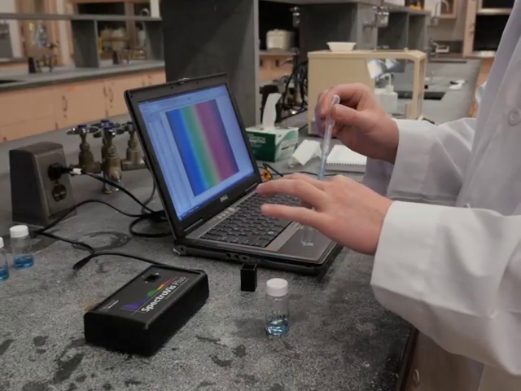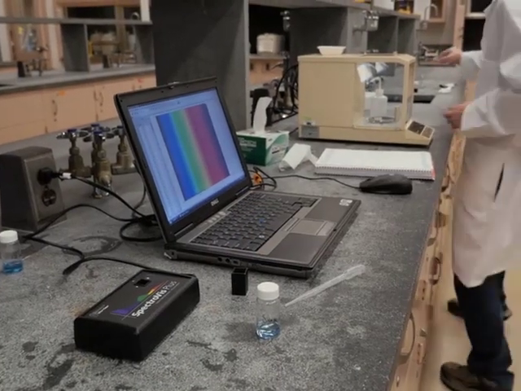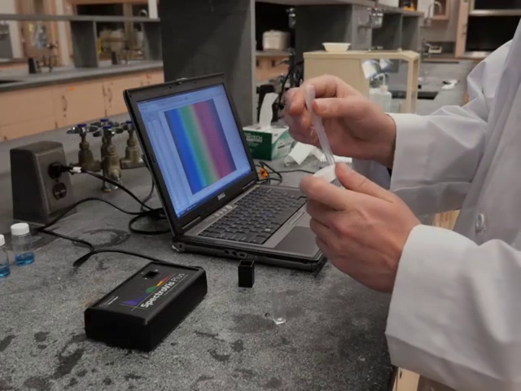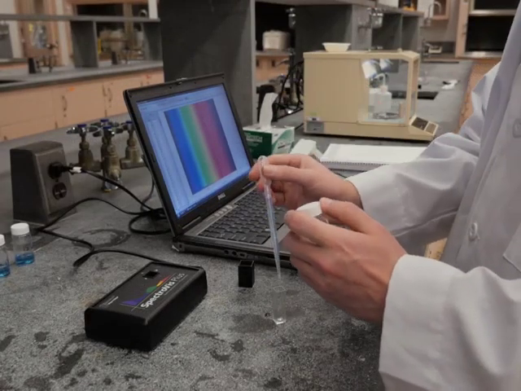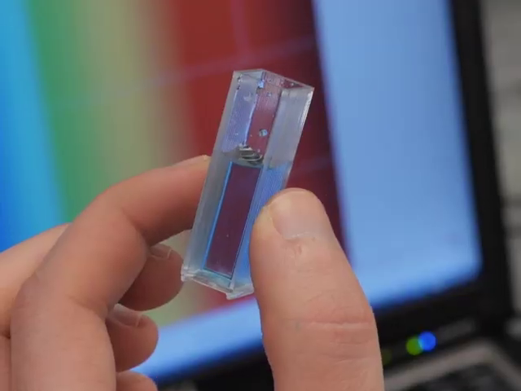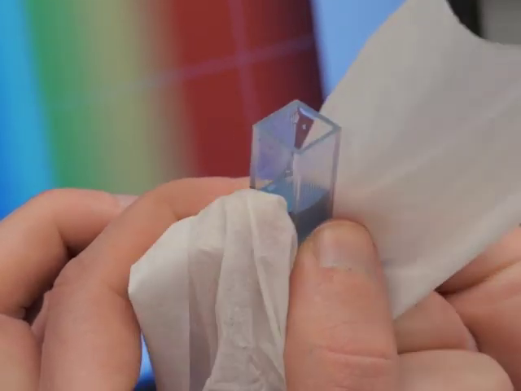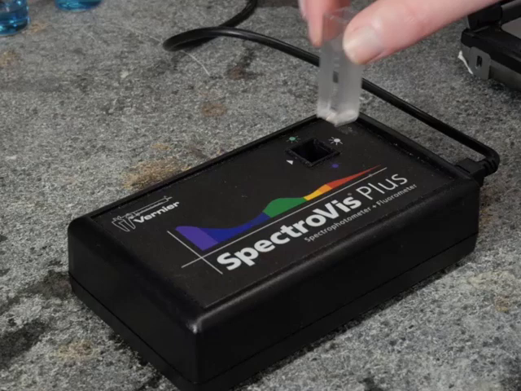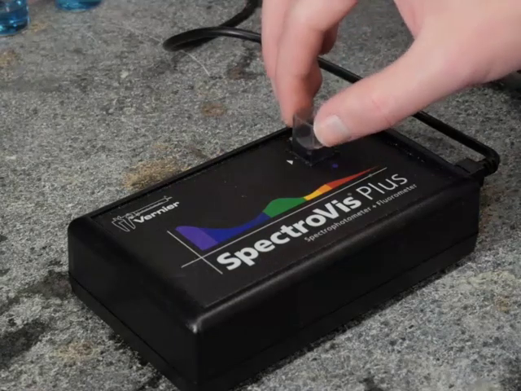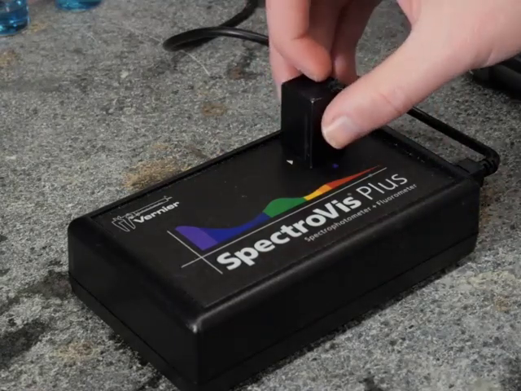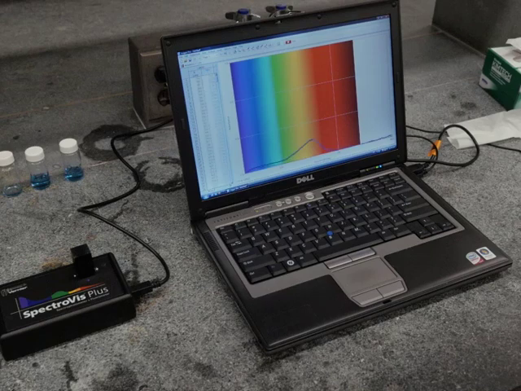Next, discard the blank and rinse the cuvette twice with sample. Then, fill the cuvette about 3/4 full with sample. Wipe the outside of the cuvette again to ensure that it is clean and free of fingerprints. Place the cuvette in the spectrophotometer in the correct orientation and secure the lid. Collect an absorbance measurement or spectrum at the same wavelength or wavelength range as the blank.